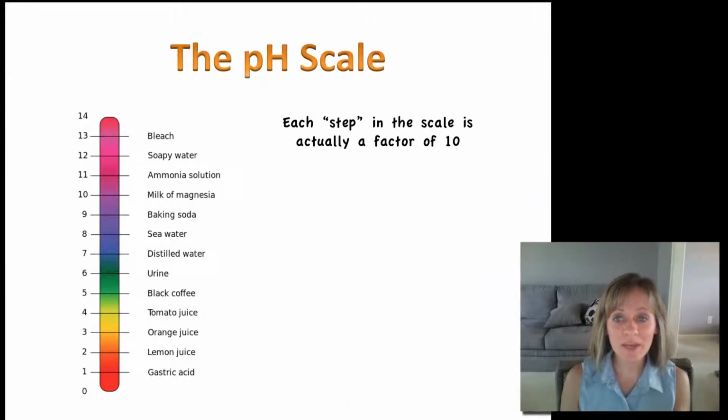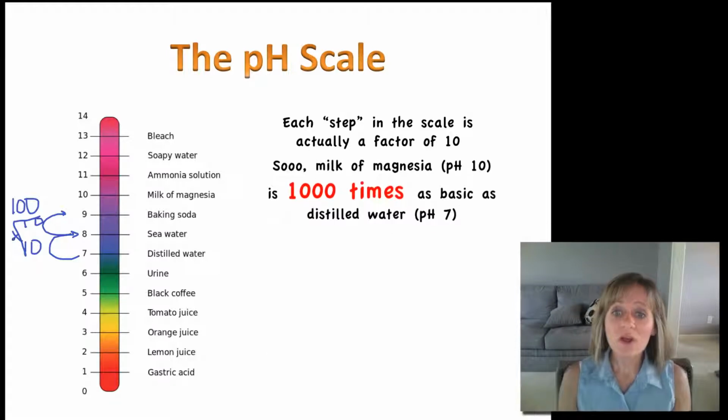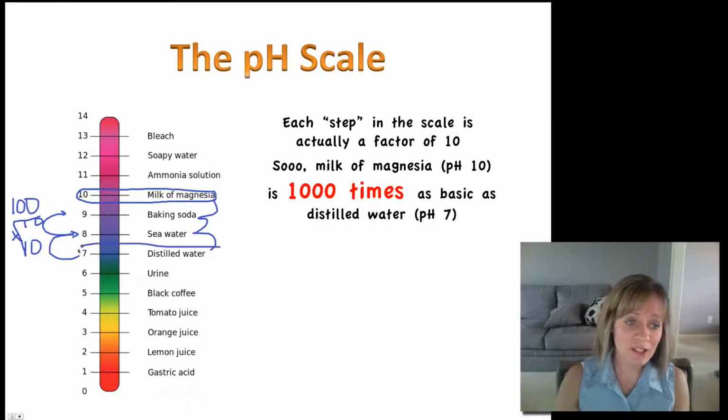So let's take a closer look at the pH scale. Each step, and this is something really interesting, each step on the pH scale is actually a factor of 10. Not a factor of 1 or 2, but a factor of 10. So again, from 7 to 8, it's going up 10. From 8 to 9, it's going up 10. Collectively, going from 7 to 9 is 100 because you're multiplying as you go up. So let's take a look at milk of magnesia. This is a pH of 10. It's actually 1,000 times as basic as distilled water, which has a pH of 7. So we go up 1, and that's 10. We go up 2, that's 100. We go up 3, and that's 1,000 times as basic.